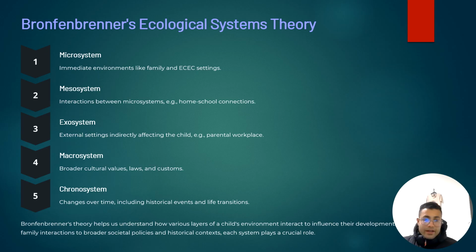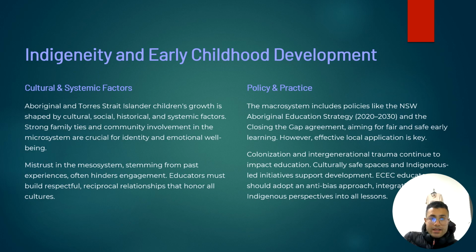So I've divided it into different systems which possibly affect the overall development of the child, and each layer is impacted by different sources. These are the microsystem, mesosystem, exosystem, macrosystem, and chronosystem, which help us understand how various layers of a child's environment interact to influence their development. So moving to the next slide.